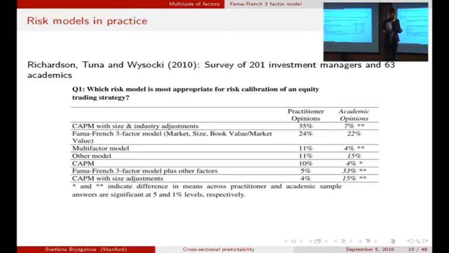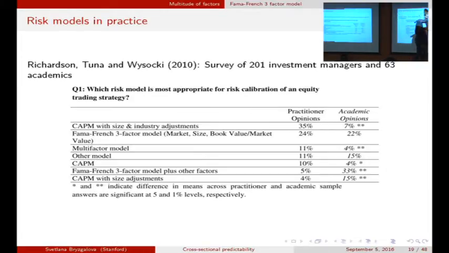Is it still kind of useless to rely on these one, two, or three factor models? Well, academics is not really very much out of reality here, because there was a big survey conducted in 2010 where they asked 201 investment managers and 63 academics what sort of risk models they would be using, or would expect people to be using. And what they found out is that CAPM, either with size and industry adjustment, or the Fama-French model or related things, are actually really, really popular empirically.